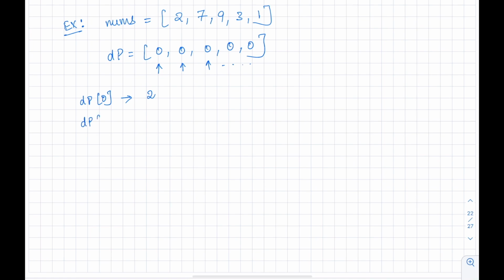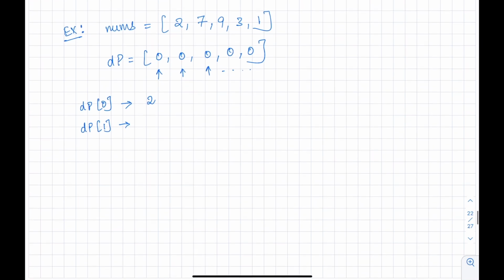Now let's ask the same question again. What is the maximum amount of money that can be robbed from 2 houses? From 2 and 7, what is the maximum amount that can be robbed? It is going to be the max of nums at house 0 and house 1, which means it is going to be 7 in this case. Now let's ask the same question again. What is the maximum amount of money that can be robbed from 3 houses? It is a little difficult to find this, and it is much simpler for one house and 2 houses.